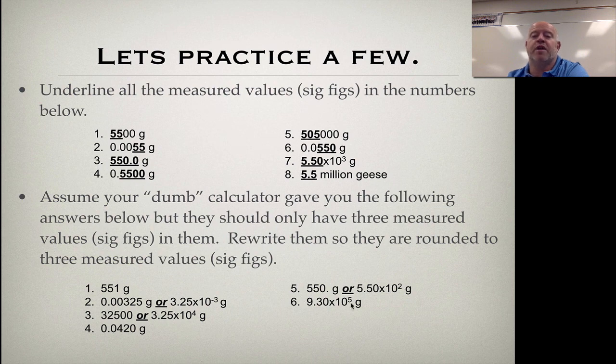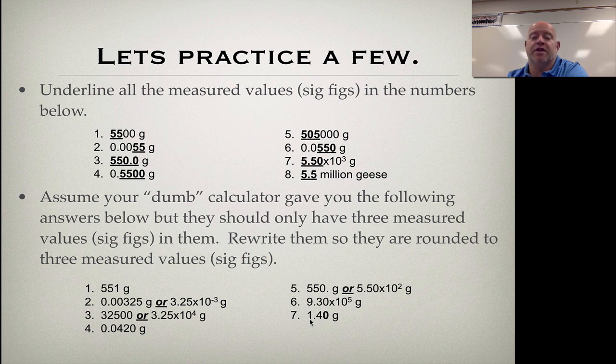For number 6, because we wanted to have one of the zeros as part of the measurement, but none of the other ones, you have to use scientific notation. So the only way you can get a number that has some zeros measured and some zeros not before the decimal is using scientific notation. Okay. The last one, or sorry, it's number 7.